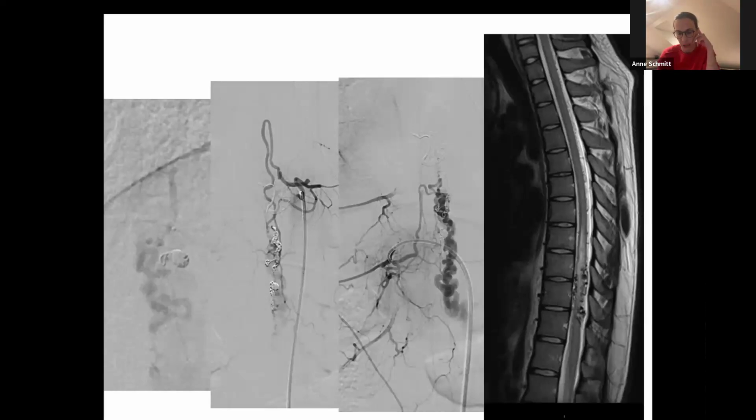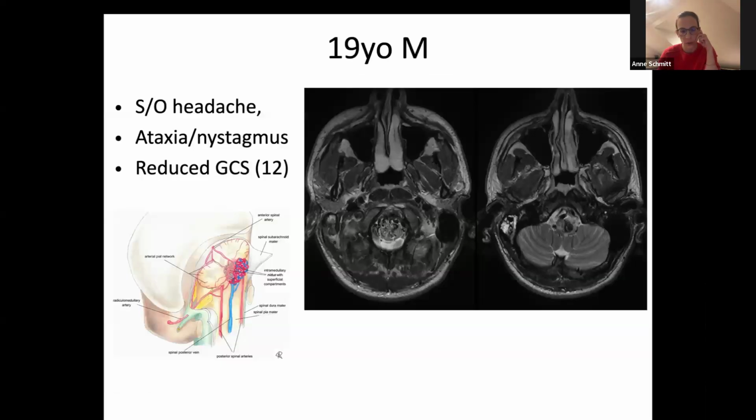That's a follow-up MRI, just a month after the last procedure. So his cord edema has gone down, and he's due another follow-up.